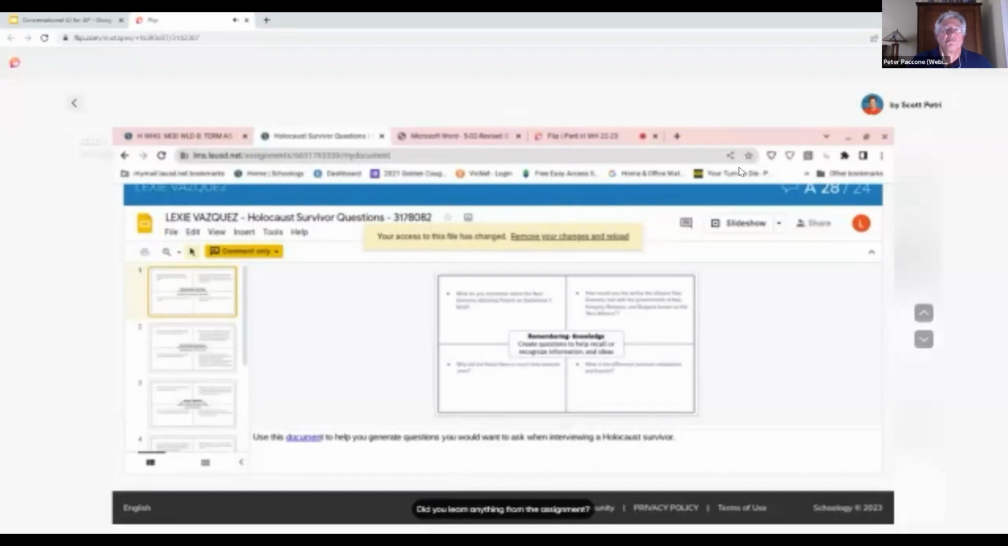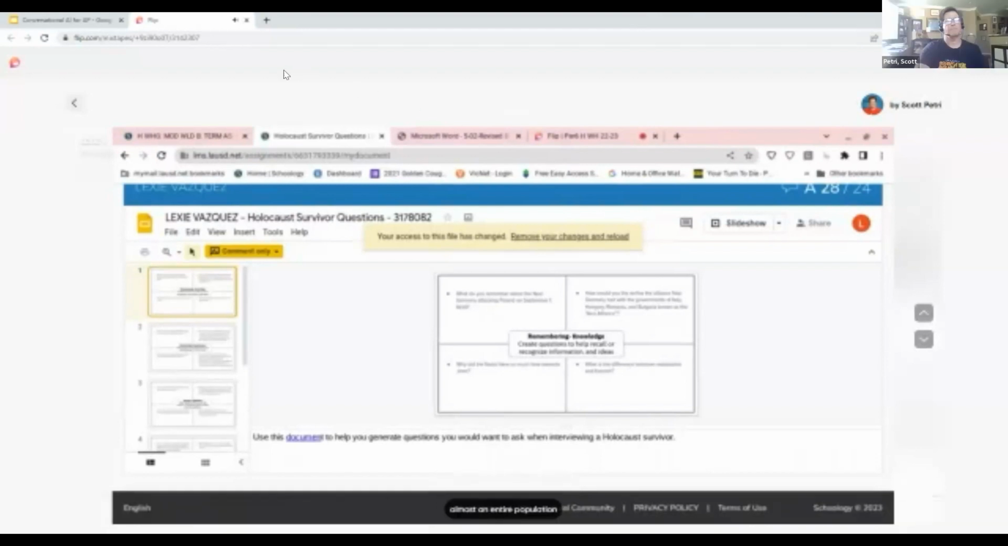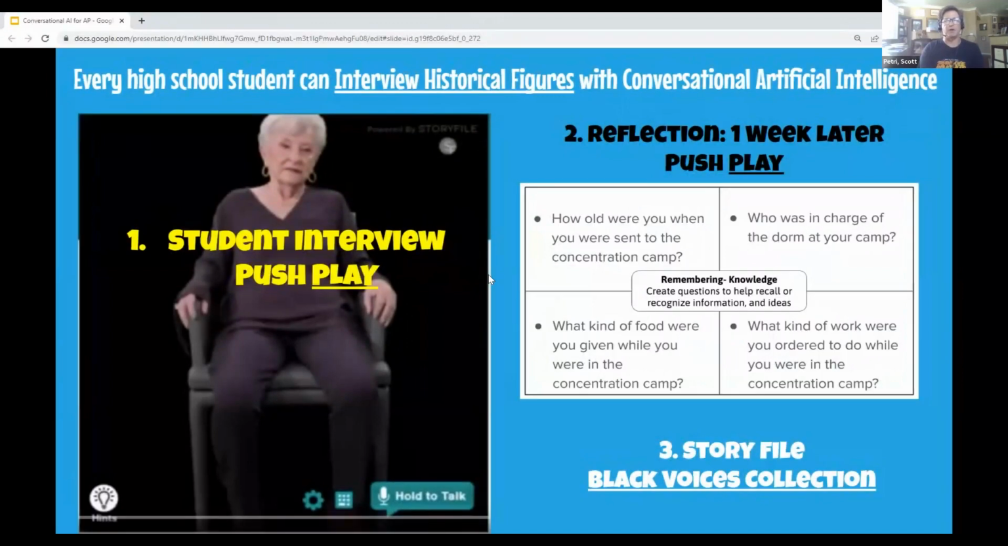Do you learn anything from the assignments? Yeah, I learned, for example, that Denmark tried to rescue almost an entire population of Jews and succeeded. So that student had a nice conversation with mom. I loved it. And I would encourage you to put more metacognition into your pedagogy wherever you can, when you're involving the parent in having them talk about what they're learning in school. Oh, it's a win-win. That's the stuff that gets you the Teacher of the Year award.